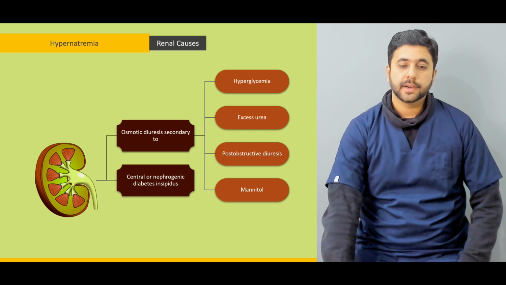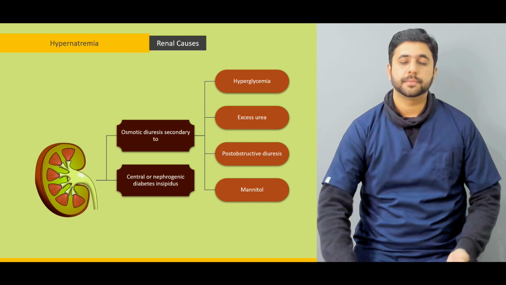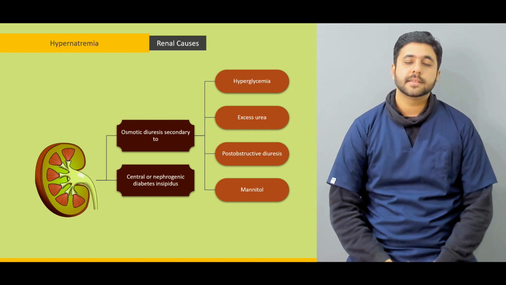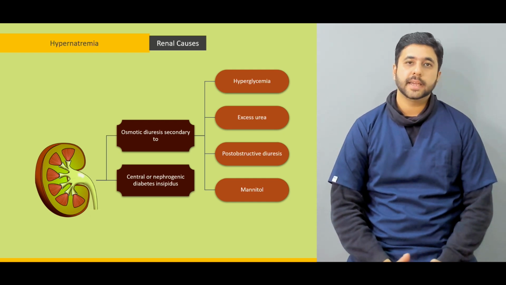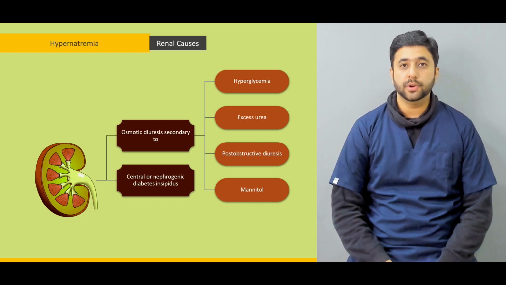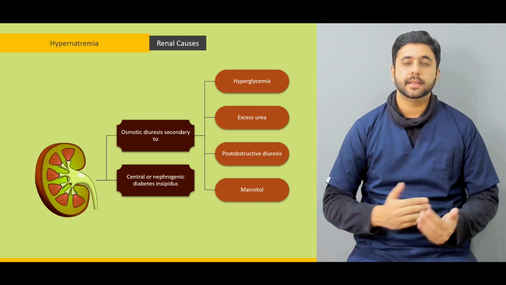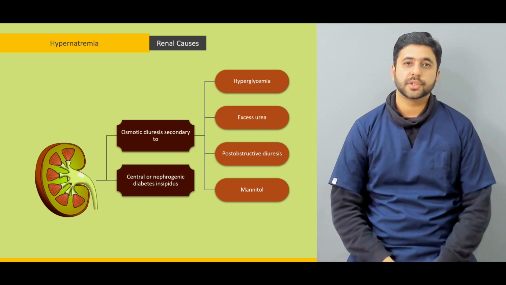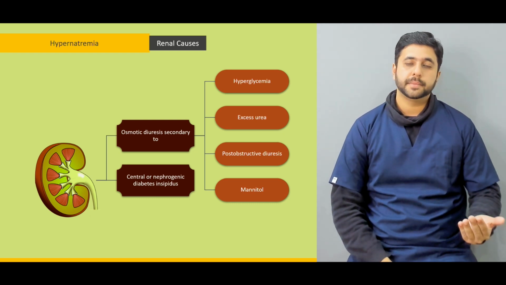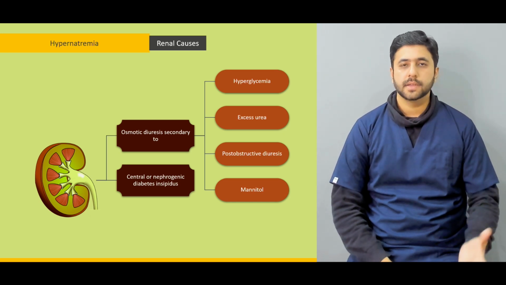Now, apart from the osmotic diuresis, there can be some ADH abnormalities like central or nephrogenic diabetes insipidus. In central diabetes insipidus, we know that there is a problem in ADH secretion, and this can lead to difficulty in conserving the water, and the water loss will be greater, and there will be a lot of dilute urine. The urine osmolarity will be very low, and this free water loss leads to the concentration of the plasma.